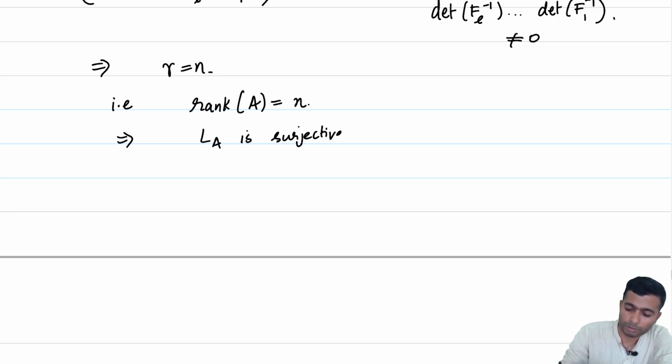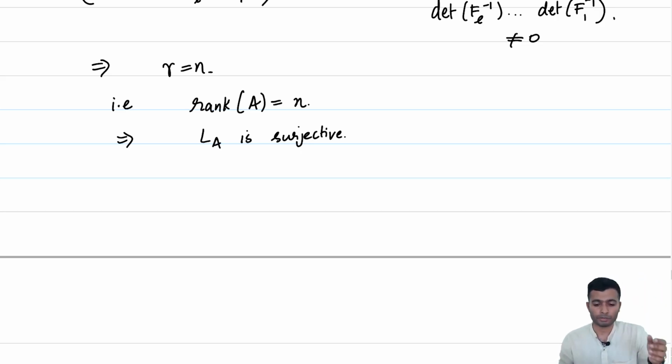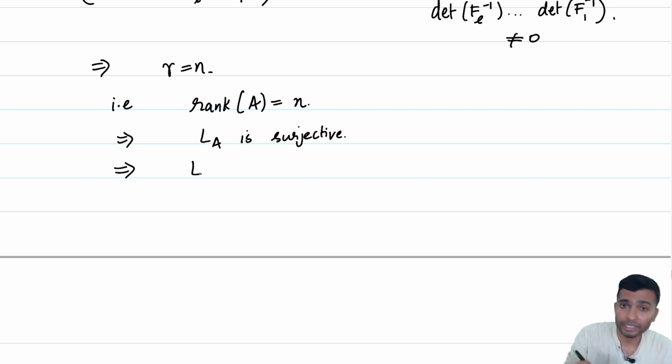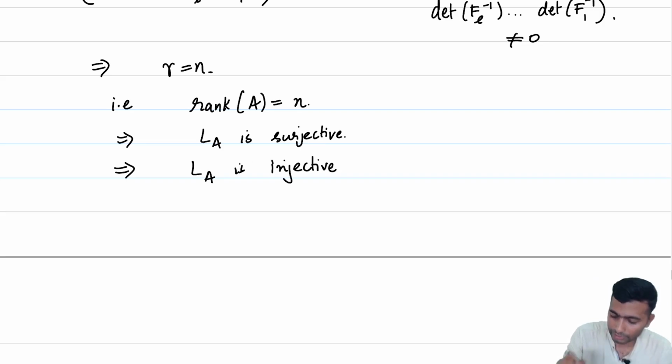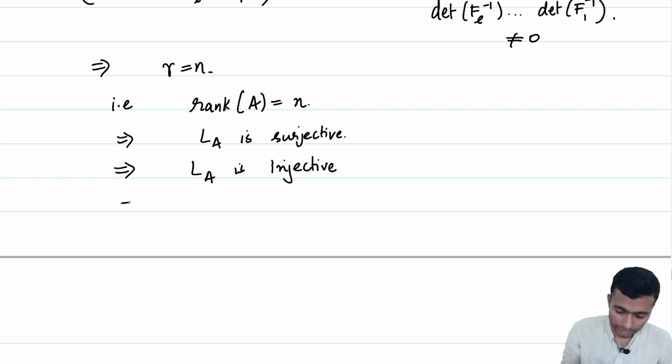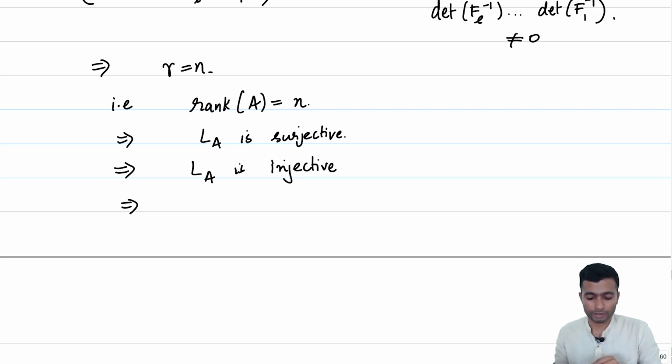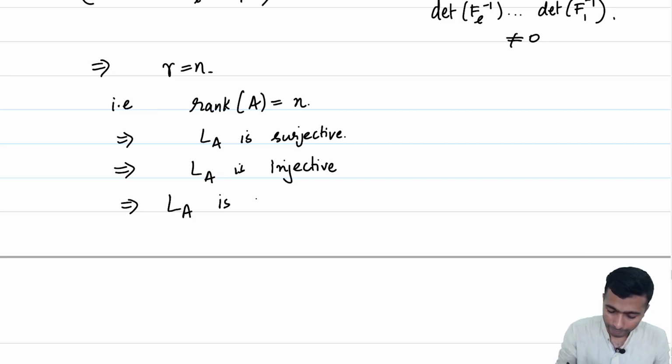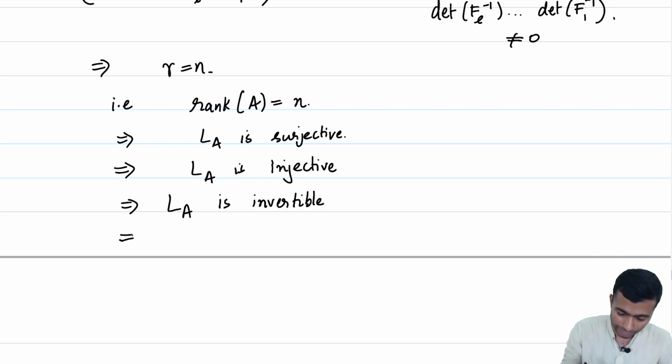But what do we know about a surjective linear transformation from Rn to itself, or for that matter from a vector space to itself? In the finite dimensional case, it should necessarily be an injective map as well by the dimension theorem. LA is injective. So I have slowly stopped writing the reasons. It's for you to fill it up. I have orally mentioned it, but this will tell us that it's an injective surjective linear transformation, and therefore LA is invertible. But we know that LA is invertible if and only if the matrix A is invertible, and that's precisely what we were trying to prove.